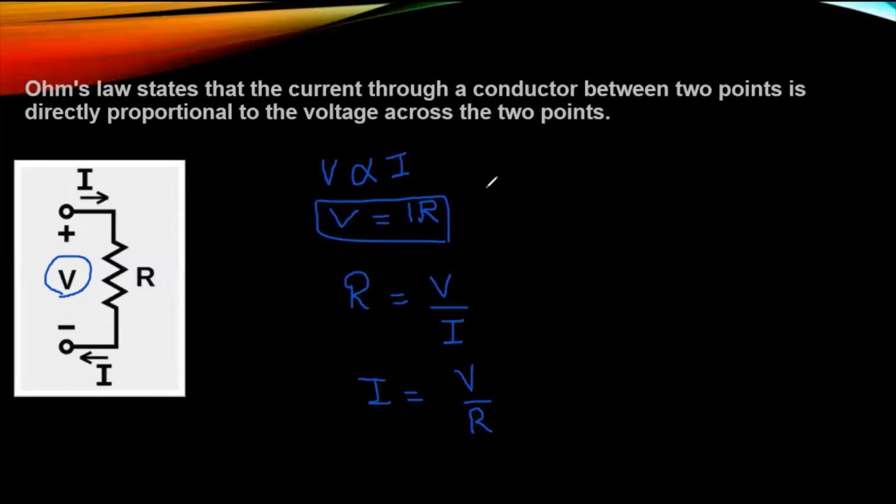So if you are having a basic circuit in which either voltage or current is mentioned, then from that we will be able to find the resistance. Similarly, if you are having a circuit in which we know the voltage and resistance, then we will be able to find the current in that.